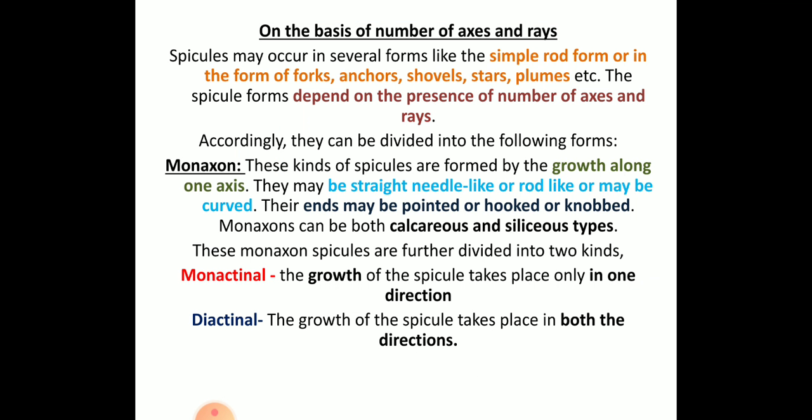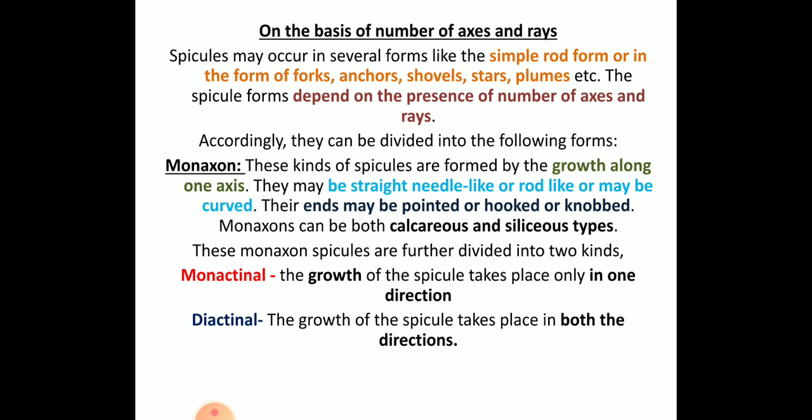On the basis of the number of axes and rays, they are classified into different types. The first one is monoaxon. Monoaxon means the spicule is pointed at one end and blunt at the other. These spicules are formed by growth along one axis, and they may be straight, needle-like or rod-like, or curved. As I said, they may be pointed at one end, hooked or knobbed, and they are both calcareous and siliceous.